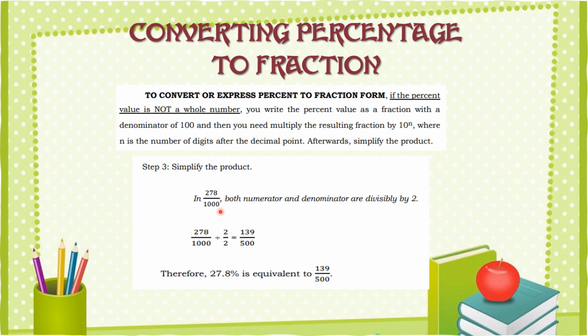Now, 278 over 1,000 is divisible by 2. We can divide these two numbers by 2. So 278 divided by 2 is equal to 139. 1,000 divided by 2 is equal to 500. And therefore, 27.8% is equivalent to 139 over 500, since 139 and 500 don't have any common factor. So this is now our final answer.